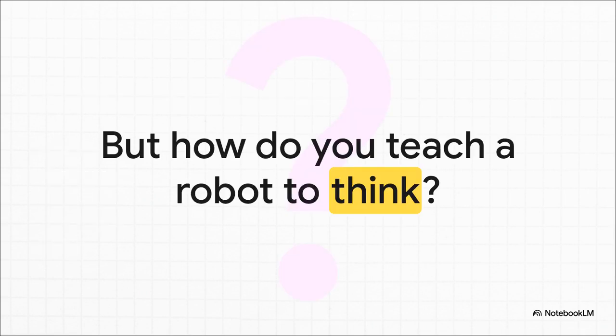So that's the real puzzle, right? The challenge wasn't just getting it to move. It was about making it smart. How do you teach a robot to understand a big picture goal like, hey, avoid that thing, and then figure out all the little moves on its own? Basically, how do you give it a brain?